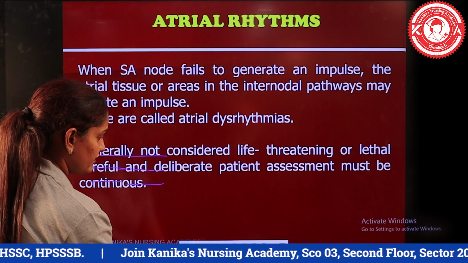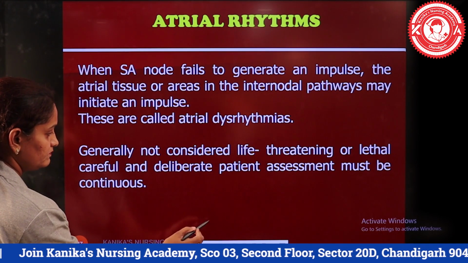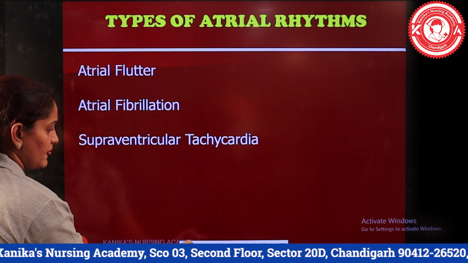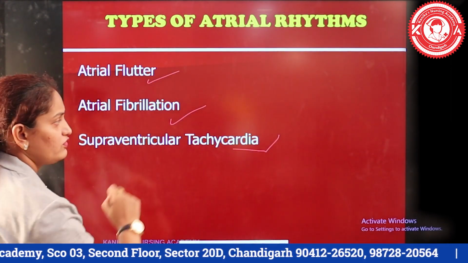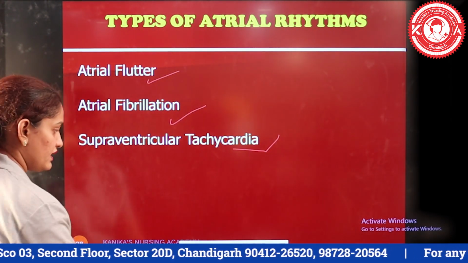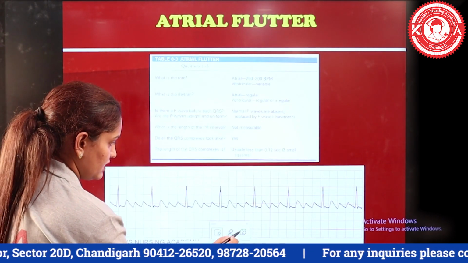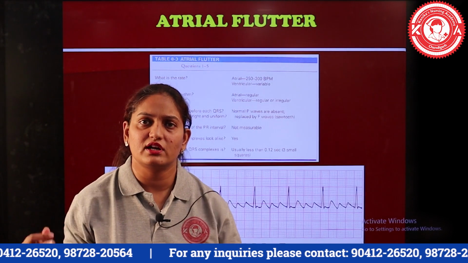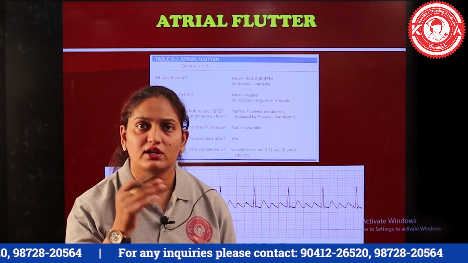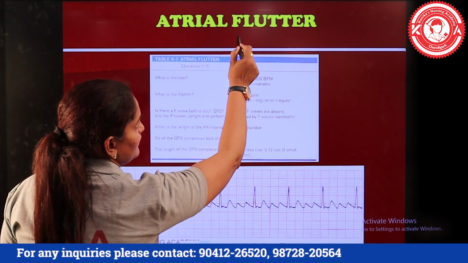Then are the atrial dysrhythmias, and in atrial dysrhythmias we have these conditions: atrial flutter, atrial fibrillation and PSVT or supraventricular tachycardia. The question we mostly get is how do we differentiate between atrial flutter and atrial fibrillation, since in both cases the atrial contraction rate is high, so how will we know whether it is flutter or fibrillation? So let us see the difference here. This is the example of flutter.